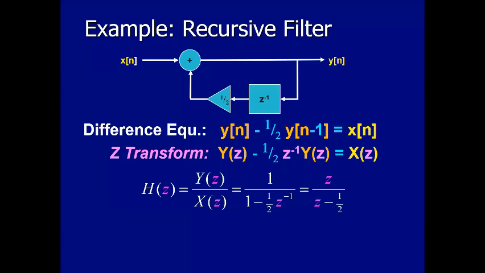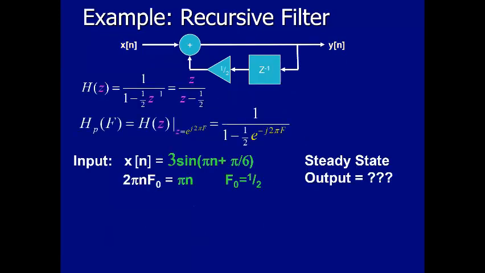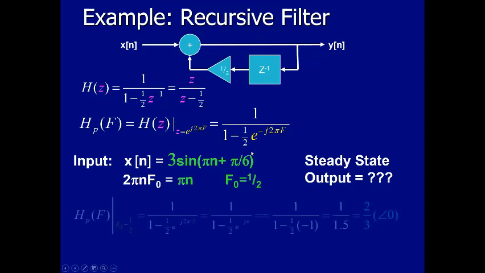So we could take our H of z that we just derived, replace z with e to the j 2 pi f, and be right back to our discrete time Fourier transform frequency response, which in this case is 1 over 1 minus 1/2 e to the minus j 2 pi f. Now we simply do this the same way we did back in DTFT days, because that's what we're working with. We plug our actual f, f equals 1/2, into the frequency response.